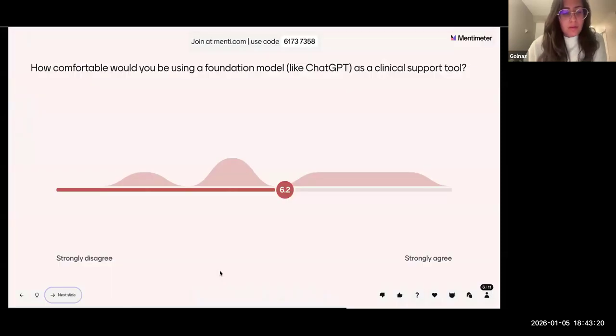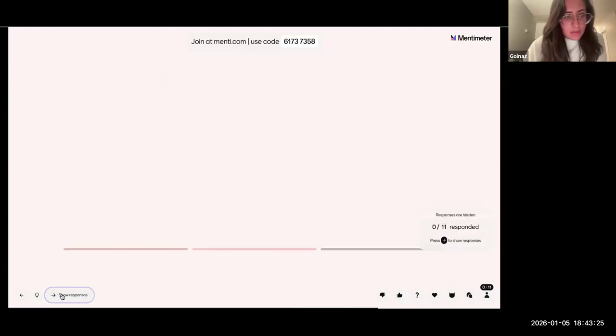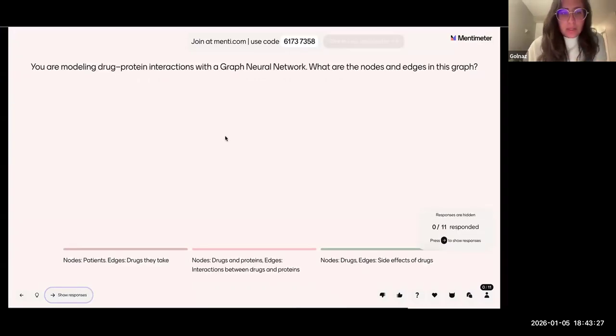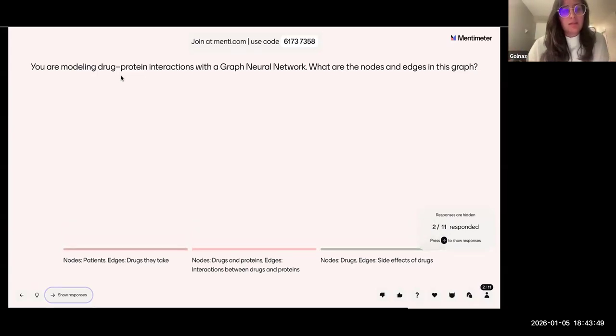So with that, I have an example here. The example is drug-protein interactions. Think of if you had a data set of drug and protein interactions, what would the nodes be, and what would the edges, or what connects the nodes, be?